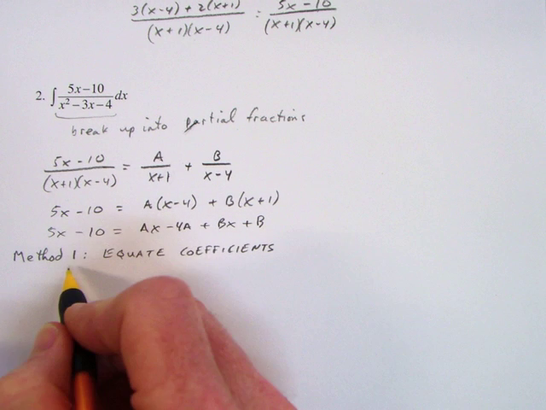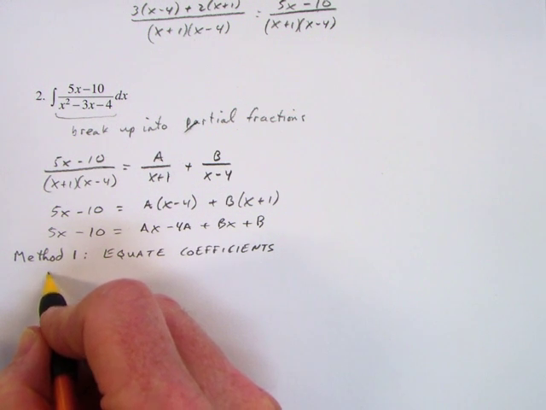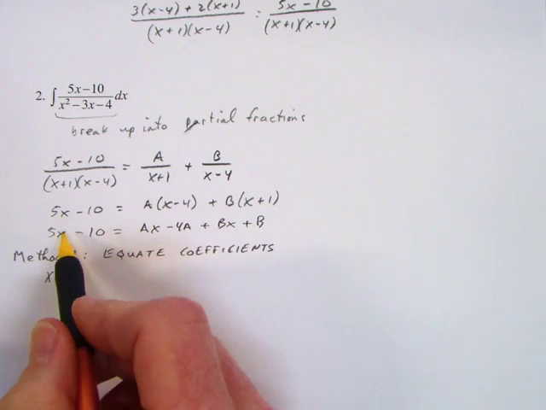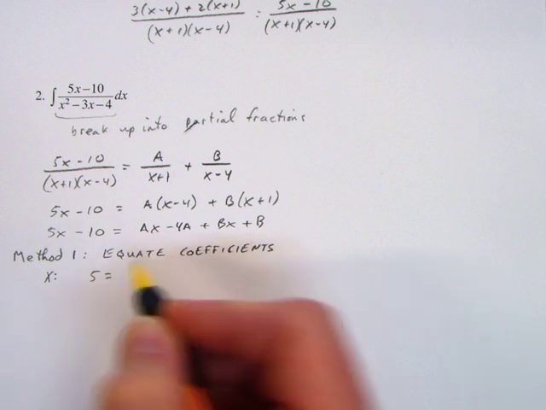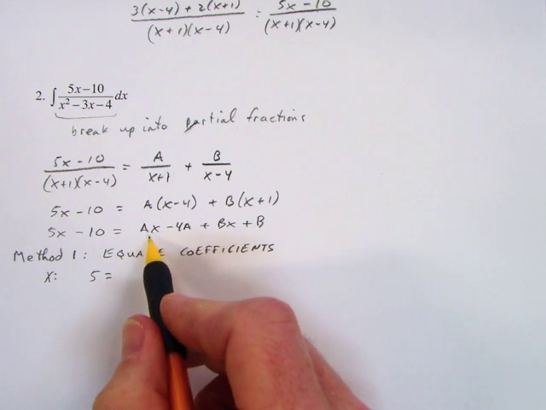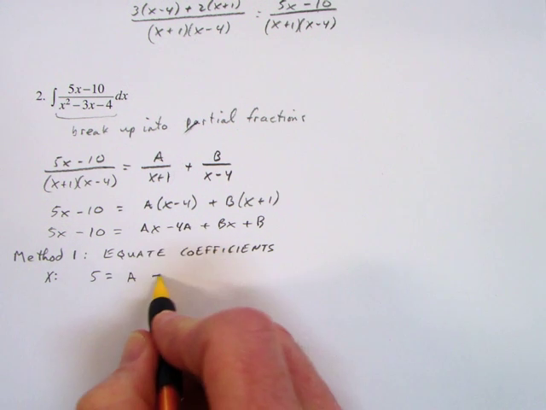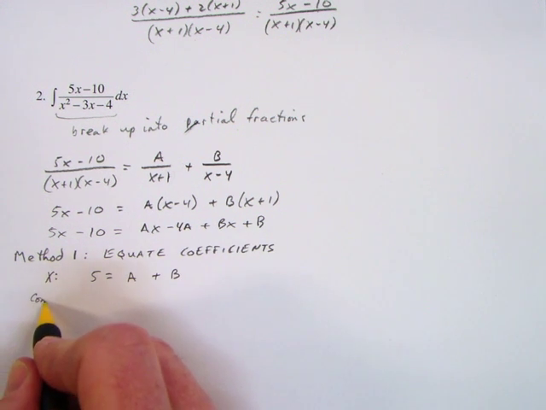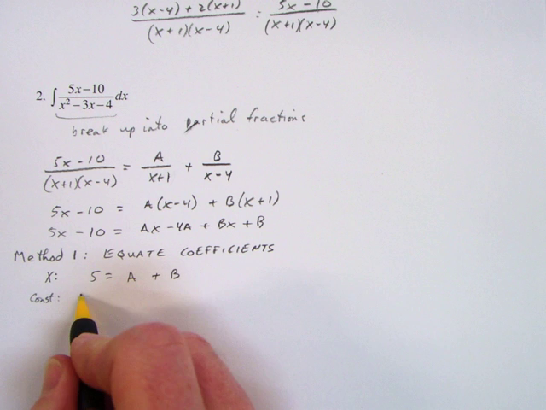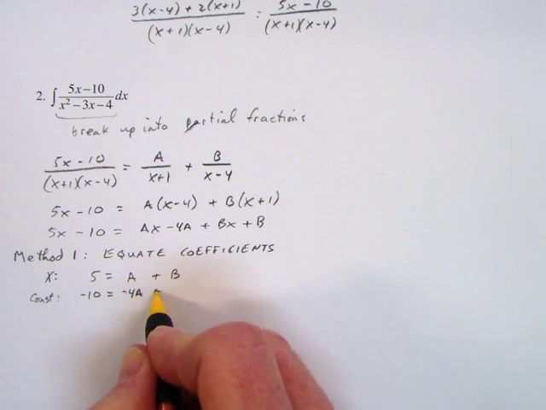So what I want you to do is actually show me clearly what you are equating. So we're going to start with the x's here. The coefficient on the left side is 5. So we'll say 5 equals, what are the coefficients of x's on the right side? We would have A plus B. Now we're going to look at the constant. That's all we have in this problem. We have negative 10, and on the right side we'll have negative 4A plus B.